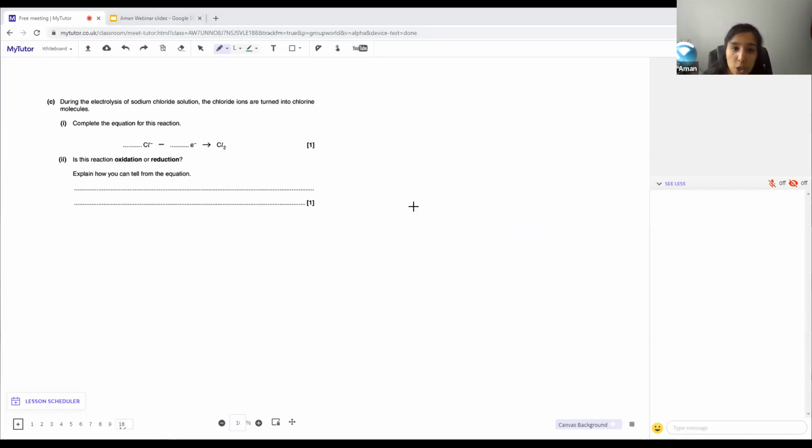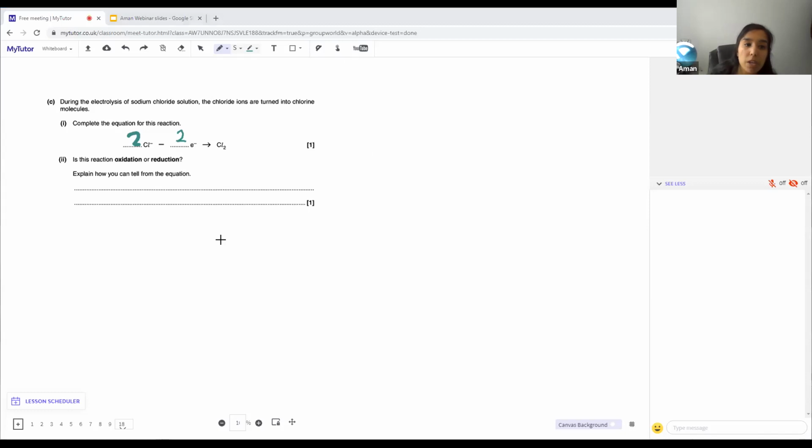Good, yep, we just need 2s in front. So we need 2 chloride ions. Each chloride ion loses 1 electron, so that means we need 2 electrons as well. Is this reaction oxidation or reduction? And explain how you can tell from the equation. So oxidation or reduction, which one's occurring? Good, oxidation, and the reason we know that is because electrons are lost in the reaction.